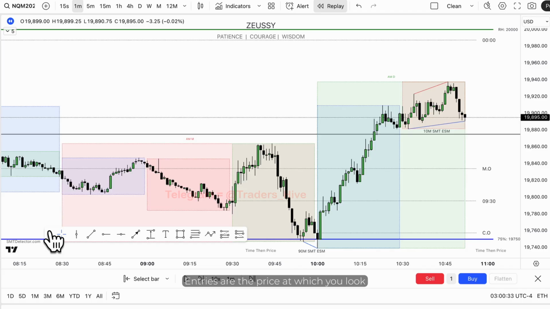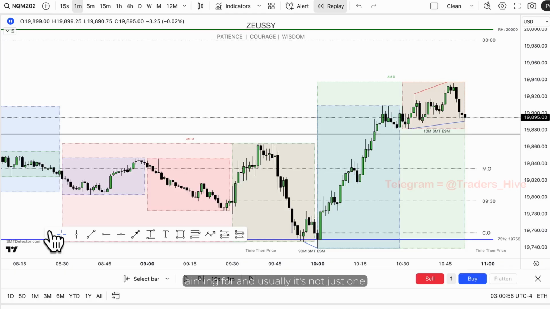Entries are the price at which you look to enter the position, in this case, buy the market. Invalidations are your stop loss. This is where your idea of higher prices gets invalidated if that level gets crossed. And that is basically where you put your stop loss. That is where you protect your capital, your equity. And your target is the level that you're aiming for.